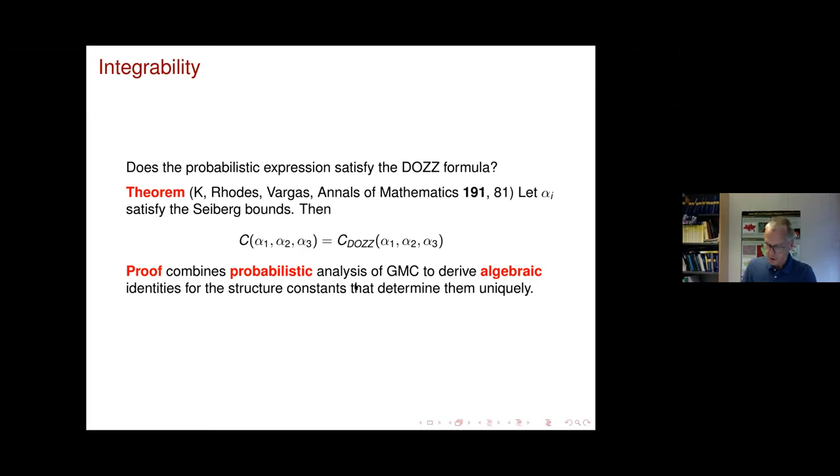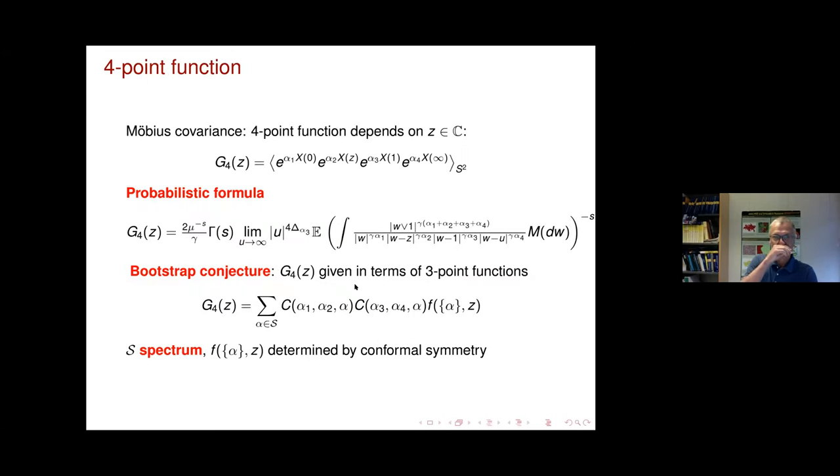So what I want to do in the rest of the talk is to tell the other part of the story, namely how the bootstrap comes. Okay, so let's take it. We have a probabilistic definition for the four-point function. There is a very similar formula as for the three-point function. Now there are 4 points.